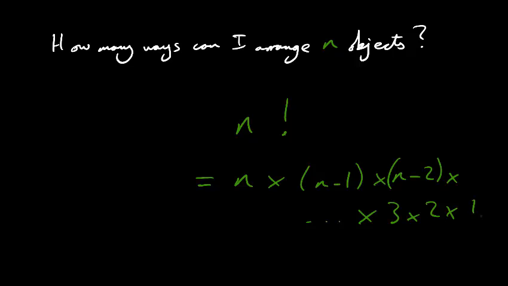So how many ways are there of arranging n objects? There's n factorial of them. How many ways are there of arranging 10 objects? It's 10 factorial. How many ways are there of arranging 6 objects? 6 factorial. You get the idea.